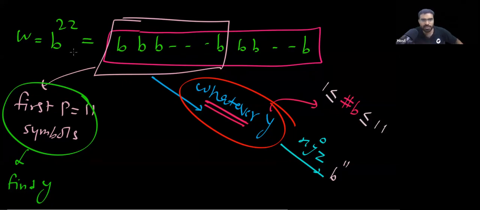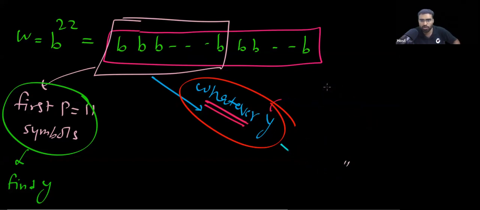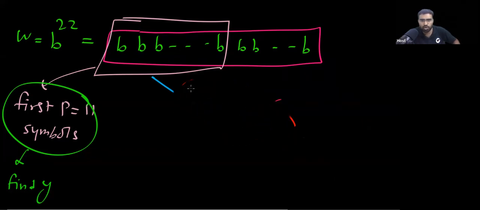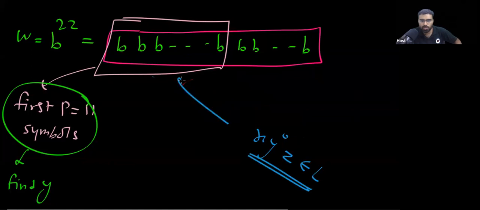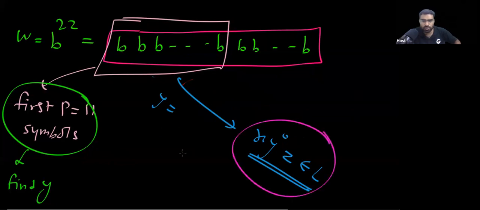Okay, repeating 0 times is not a problem, because you can take b power 10 as y. So repeating 0 times is not a problem. This repeating 0 times can belong to L. For that, what y do you have to take? Repeating 0 times should not be a problem, so you will take this y. If you take this y and then you repeat, it will belong to the language.